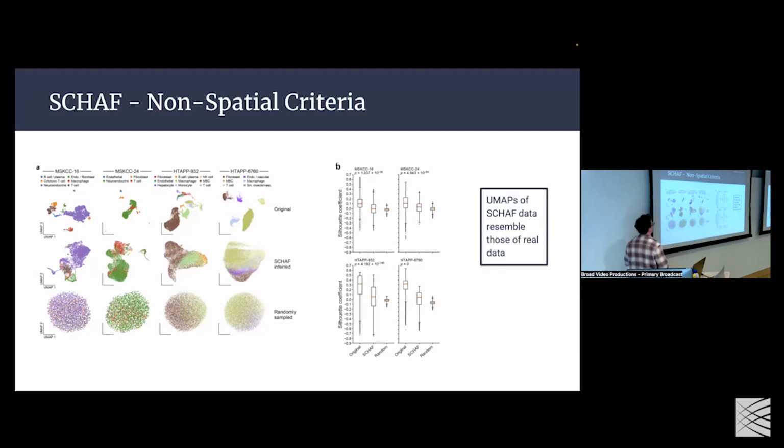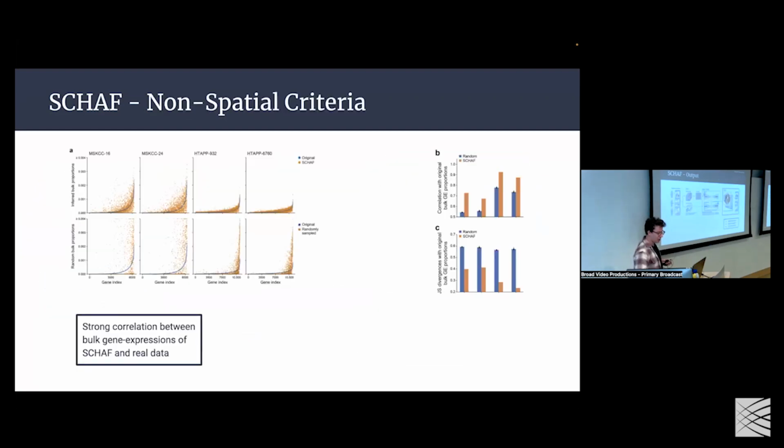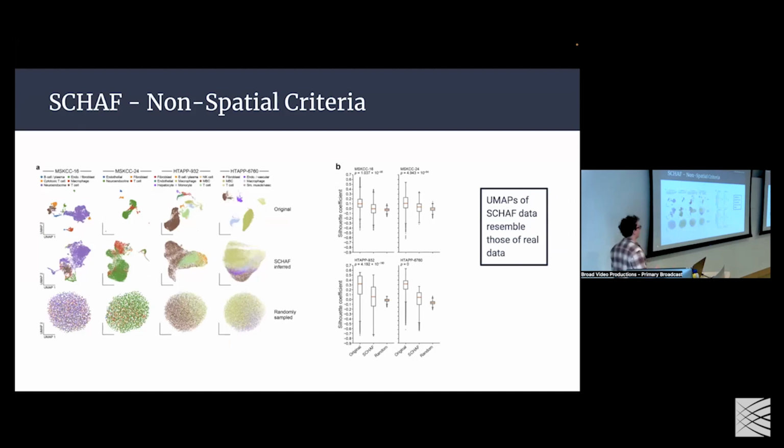And then quantitatively, we can look to the right at the silhouette coefficients, and more or less, this is just the strength of clustering of our different clusters. So you can see that obviously the SHAF data does better than the baseline here. Not quite as well as the original data, which are very well clustered, of course, but still very encouraging. And these past few slides are these non-spatial criteria. It's like, okay, we make sure our method works.